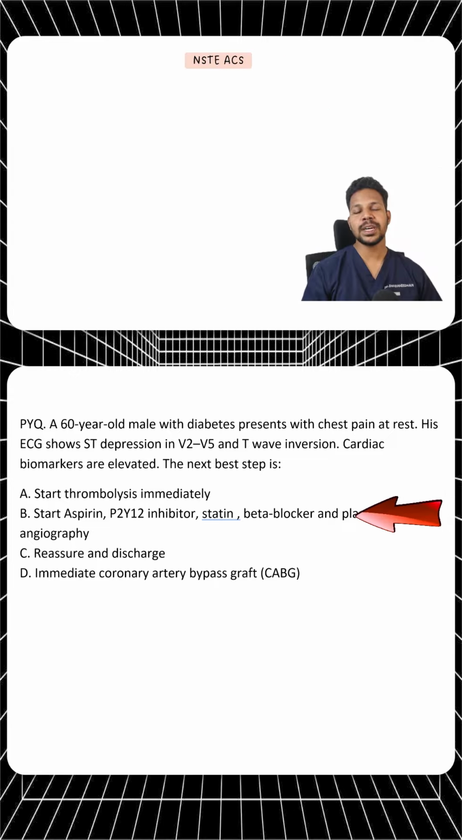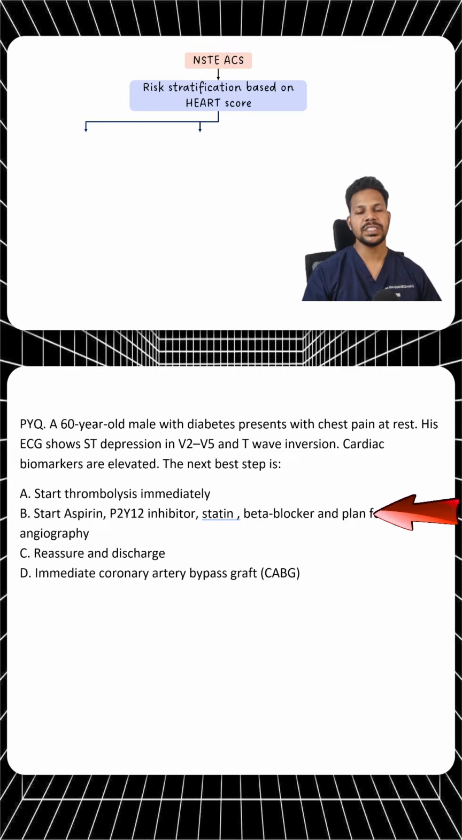Now, let's look at the protocol for the management of NSTE ACS. So, we have already done the ECG and troponins. We have diagnosed that the patient is having NSTE acute coronary syndrome. The next step would be to do risk assessment by using the HEART score. By using the HEART score, we differentiate into low risk, intermediate risk, high risk, or very high risk.